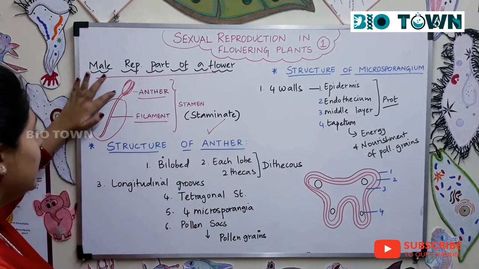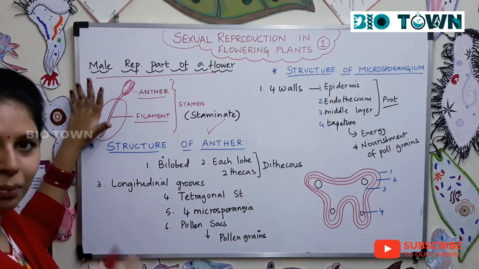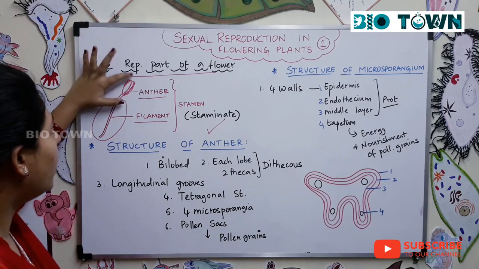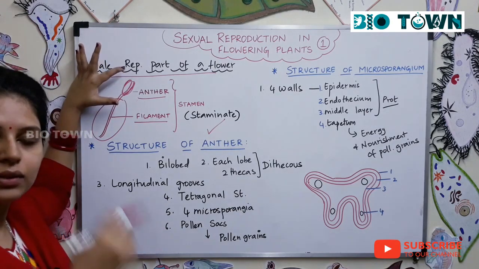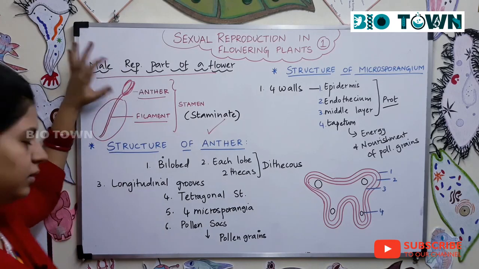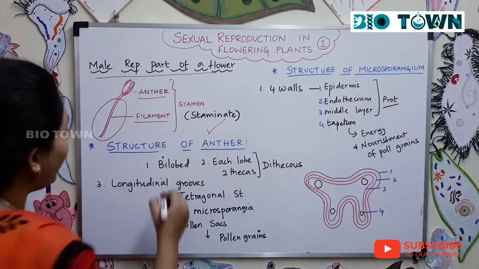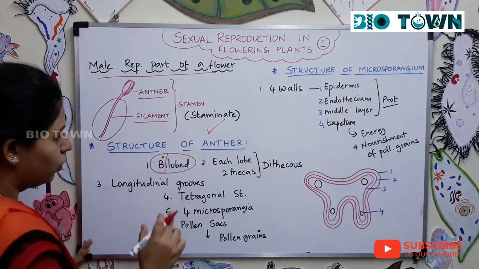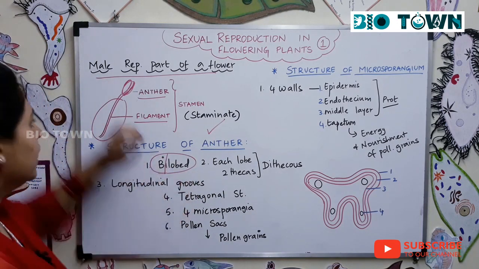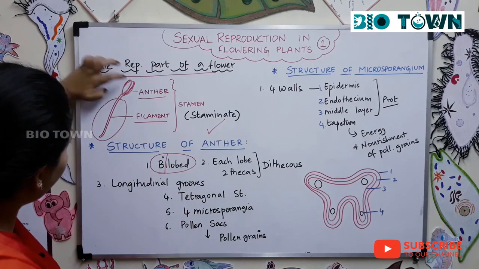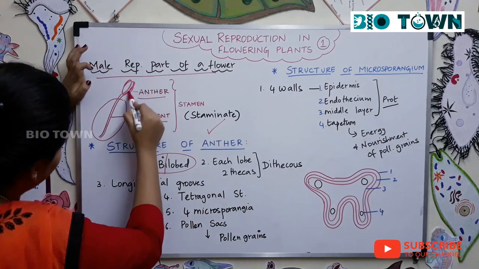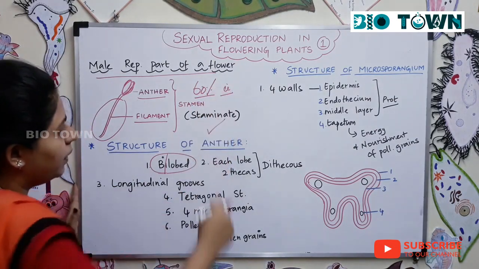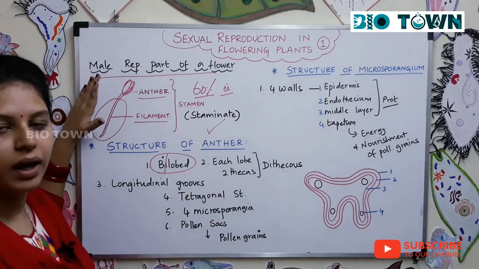Next, the filament is just the tubular structure. There is not much detailed explanation on that, but when you talk about the anther, there is so much to study. The first point is that the anther is a bilobed structure. Bilobed means it has two lobes. This is the first lobe and this is the second lobe. 60% of angiosperms, that is the flowering plants, have a bilobed anther.